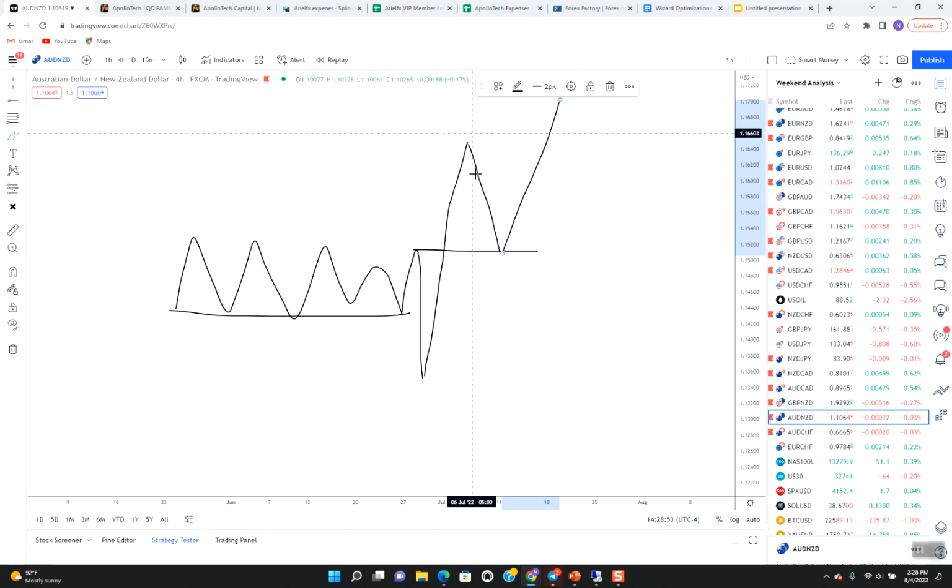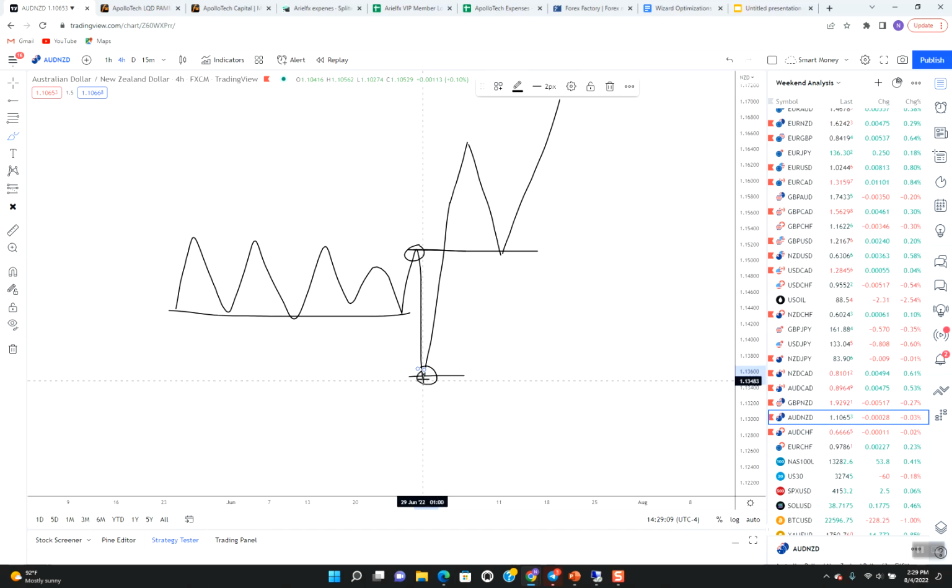So after this occurs, it creates an order block, right? There are orders trapped within this region of price, right? Between here and here, short orders by the institutions. So it creates an order block.